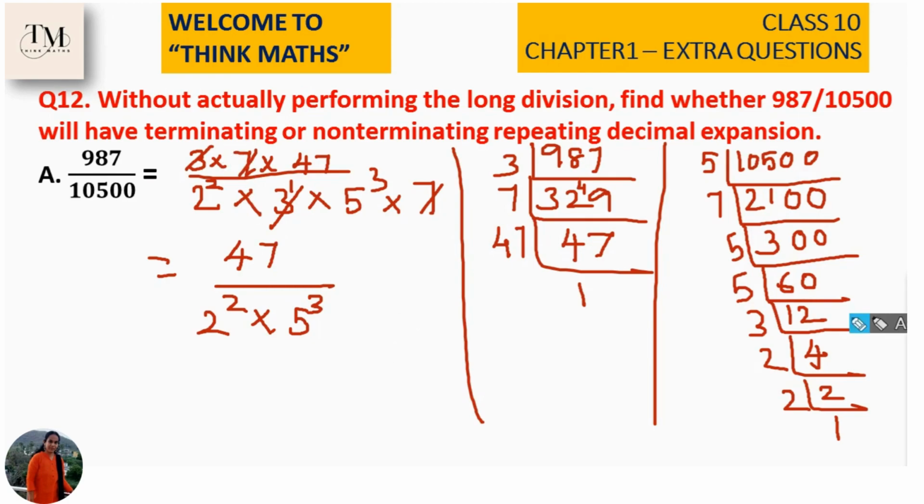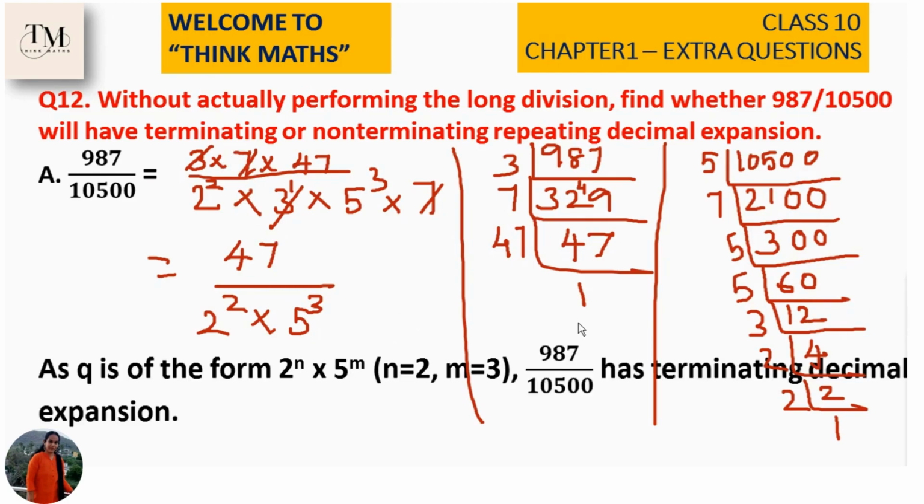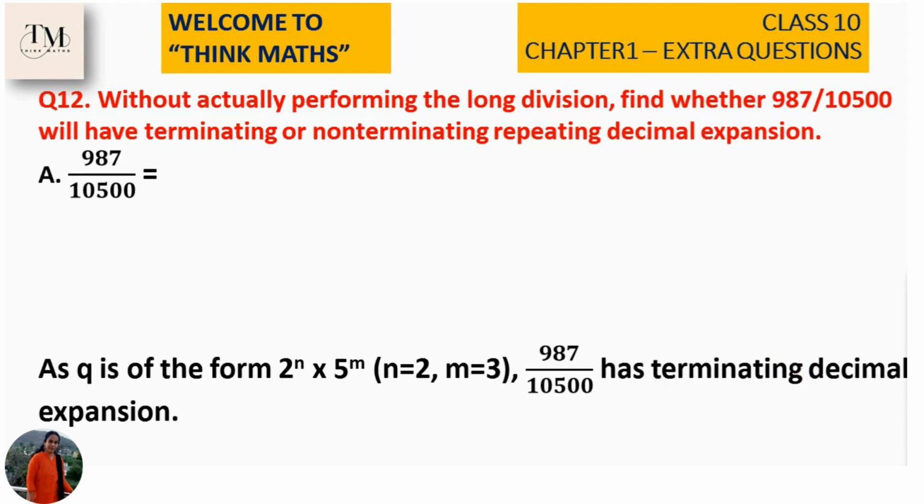So can you understand? So as q is of the form 2 power n into 5 power m, here n is equal to 2 and m is equal to 3. Then 987 divided by 10500 has a terminating decimal expansion.